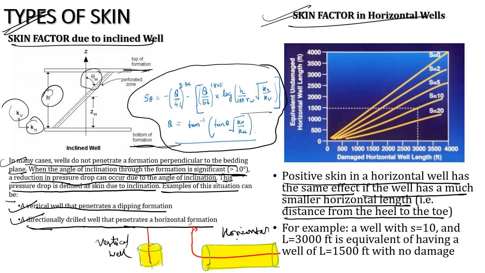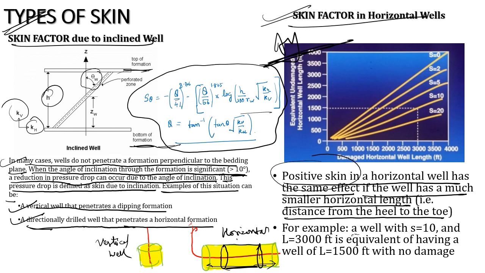Having skin in this particular horizontal well, so this positive skin, what it does is that because of this positive skin, my drainage area will reduce. That means it will act as if my horizontal length is less because of positive skin. So this is a graph which represents the effect.